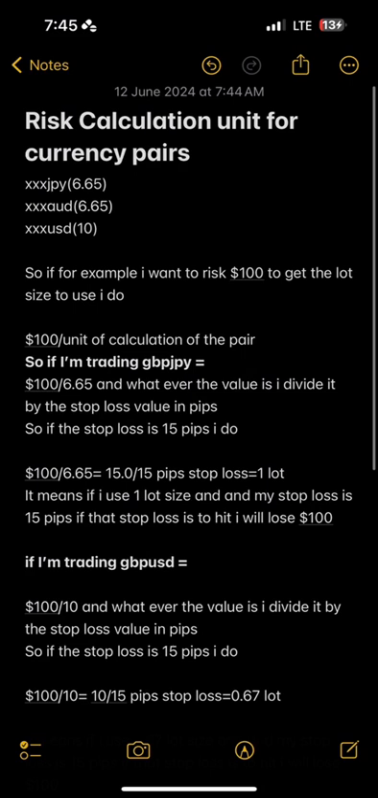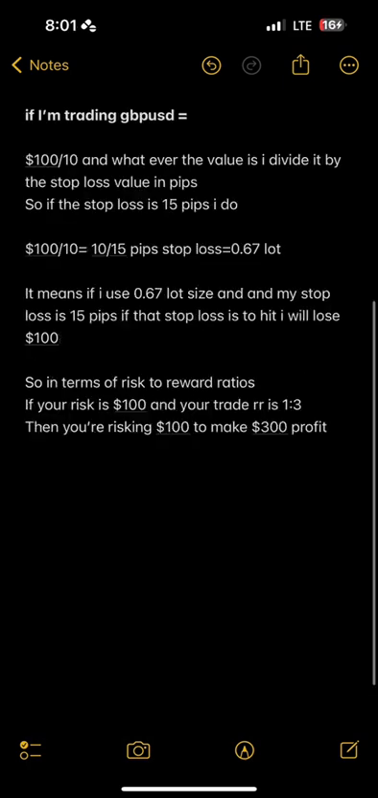If it's GBP USD, the calculation unit for GBP USD is 10. So if it's $100 I want to risk, I'll do $100 divided by 10, 10 being the unit of calculation for GBP USD. So $100 that I want to risk divided by the unit of calculation, that is 10. $100 divided by 10 will give you 10. Then I will divide it with the stop loss in pips. So let's assume I'm risking a 15 pip stop loss. I'll do 10 divided by 15. That will give me 0.67 lot size.